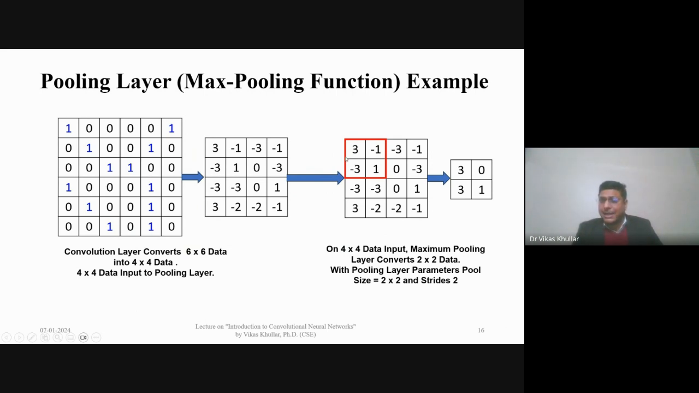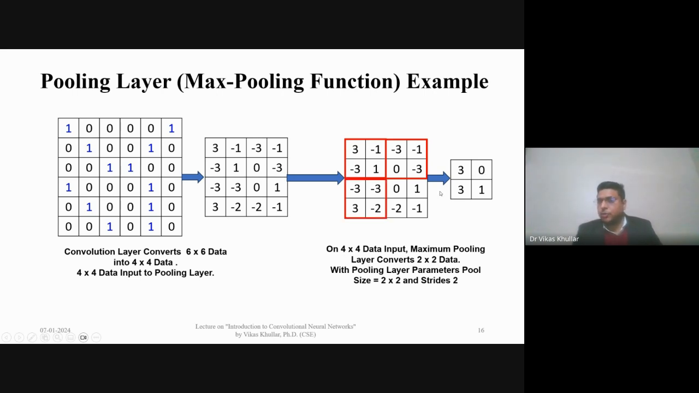Now again, here the max pooling function is getting applied, which means the outcome of this selection is the maximum value. So here the maximum value out of 3, minus 1, minus 3, 1 is obviously 3. So here the outcome is 3. Similarly, in the next selection, we have strides 2. So it is going to skip 2 consecutive columns and shift to here. So now the maximum outcome is 0. So here the outcome is 0.